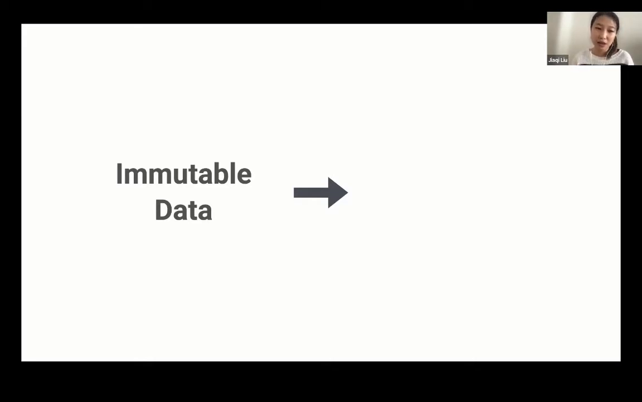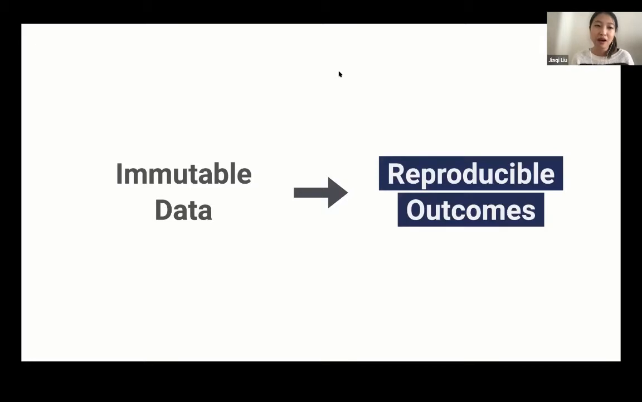One is building in immutable data. And having immutable data and having an immutable data model allows you to reproduce outcomes. And this allows you, going back to the beginning on the goals of observability, to understand what's going on without necessarily deploying new code.